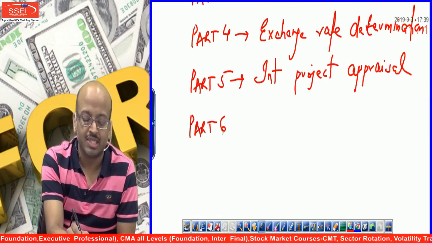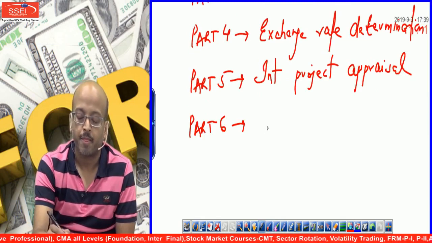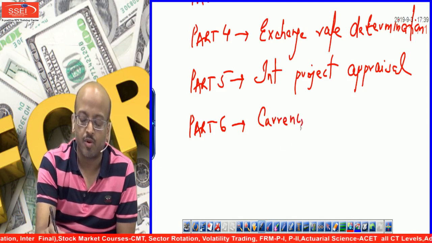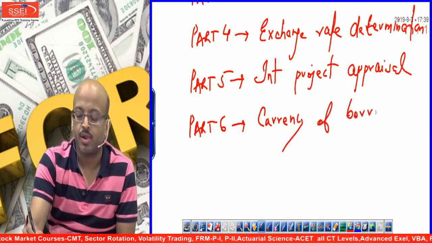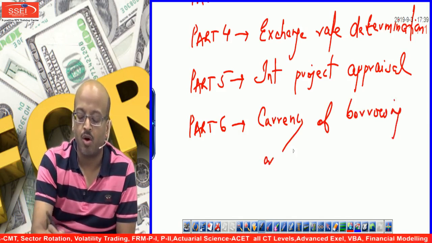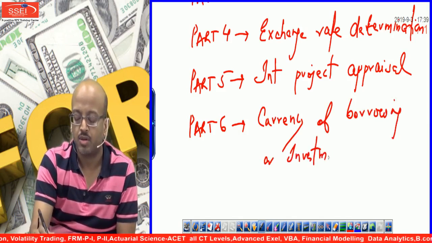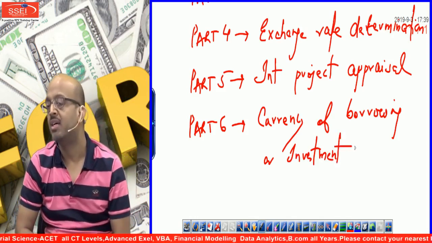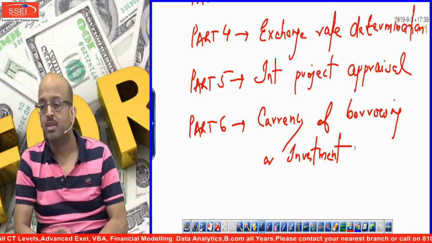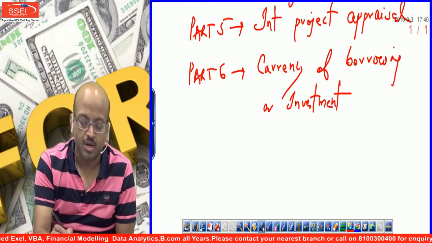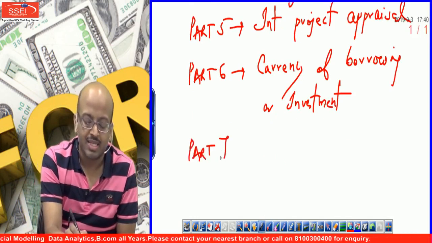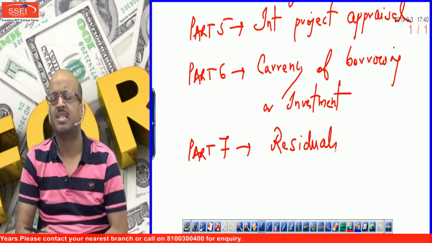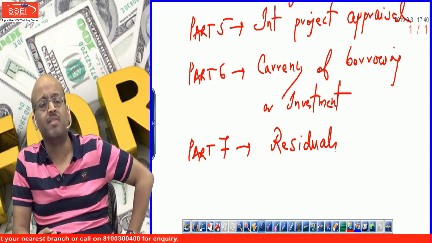Part 6, currency of borrowing or investment. Like we did the topic called ECB, external commercial borrowing. Part 7, residuals. Some residual small stuff are there, will be covered in part 7.